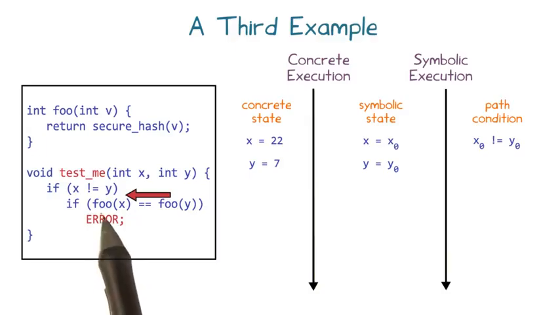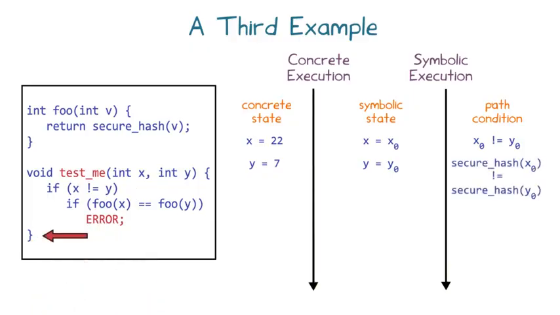At the second condition, the output of foo of 22 and foo of 7 is different, so we take the false branch and add the symbolic constraint secure hash of x0 does not equal secure hash of y0 to the path condition. In order to take the true branch of the second condition, we need to find a satisfying assignment to the path condition with the most recently added constraint negated.